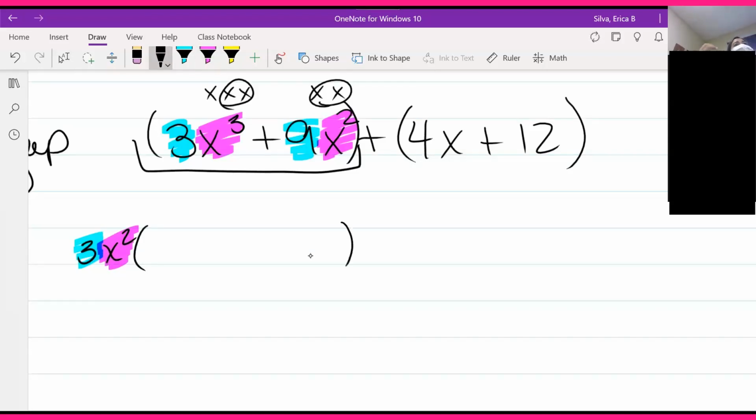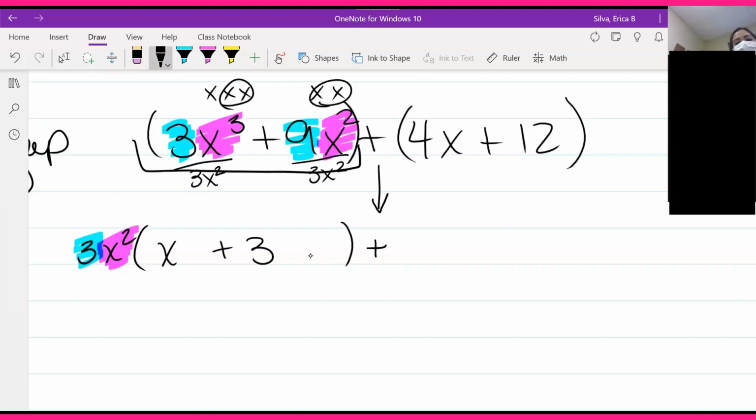When we factor, we're basically dividing each term by what we factored it out of. So in this case, it's like dividing by 3x squared. We first look at 3x cubed divided by 3x squared is x. And then on my second term, 9x squared divided by 3x squared is positive 3. Any questions so far?